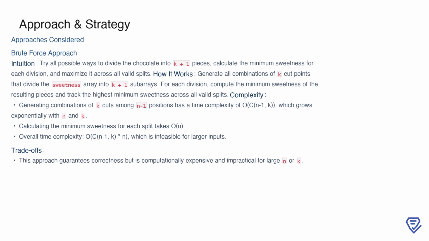While this guarantees correctness, the computational cost is extremely high. Generating combinations of k cuts among n-1 positions grows exponentially, with a time complexity of O(C(n-1, k)). On top of that, calculating the minimum sweetness for each split adds an additional O(n), making the overall complexity O(C(n-1, k) * n). As you can imagine, this becomes infeasible for larger inputs. The trade-off is that while this approach is conceptually straightforward, it's computationally impractical for scenarios with large n or k.